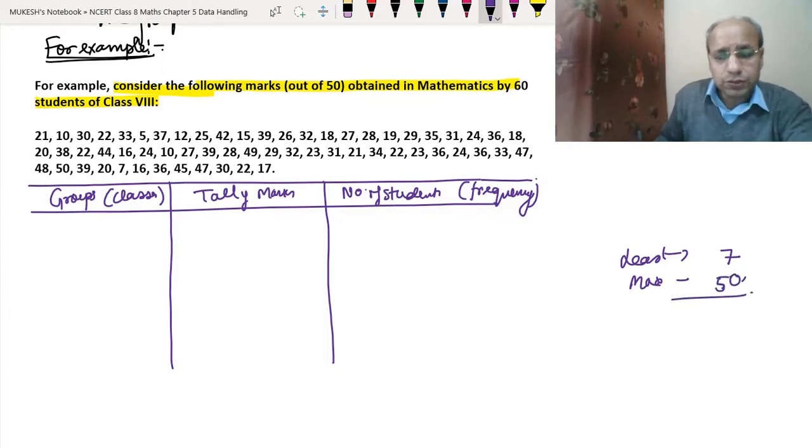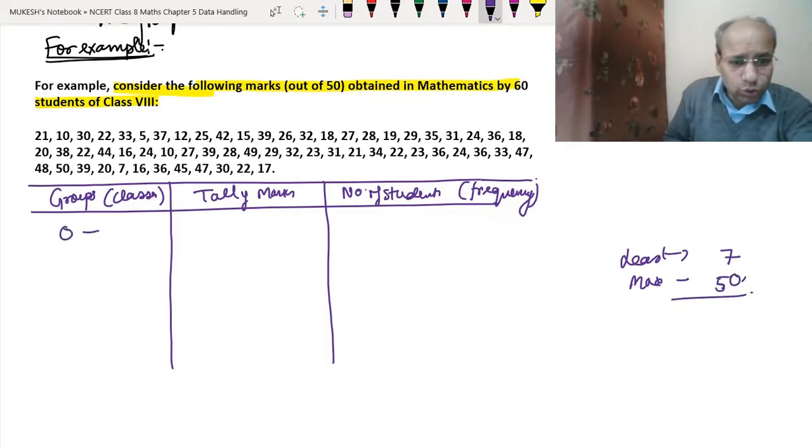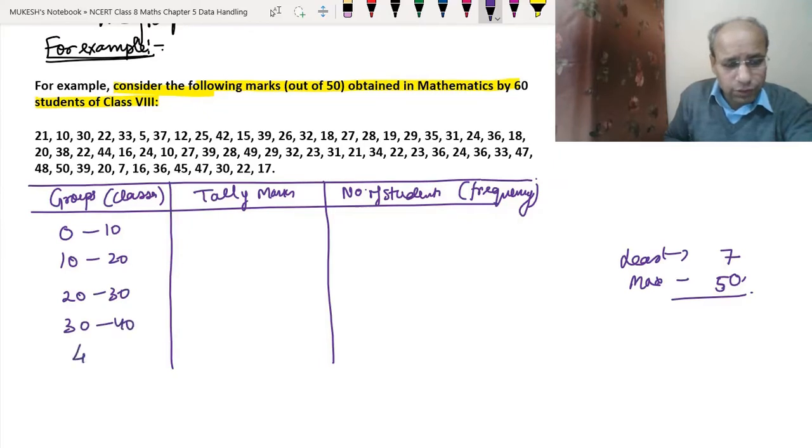Right. So that means we can group them like 0 to 10, 10 to 20, 20 to 30, 30 to 40, and 40 to 50. This way we can group them. But remember, it will come 0 and more but less than 10. It will come 10 or more but less than 20. Means 20 will not come here, 20 will come here. Same way, 30 will not come here, 30 will come here. Same way, 40 will not come here, 40 will come here. Same way, 50 will not come here, 50 will come into the next, 50 to 60. Clear?